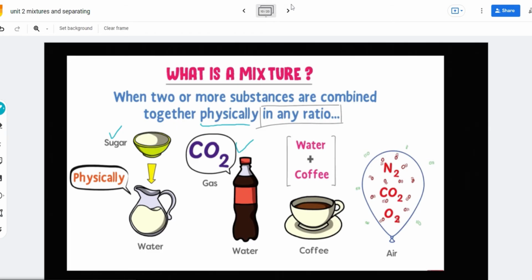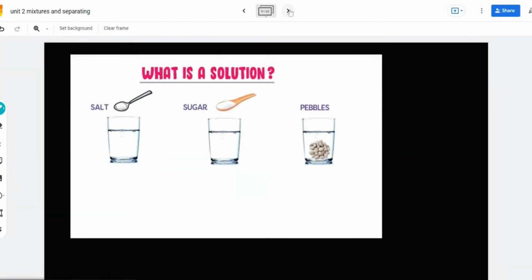So it's a mixture. But the question is, if I say, my lovely class, here are 3 glasses of water, and I put 1 tablespoon of salt here, 1 tablespoon of sugar here, and a tablespoon of pebbles here. Please answer me. In salt, sugar and pebbles, in which of these will I get a homogeneous solution? Homogeneous mixture. In which one?